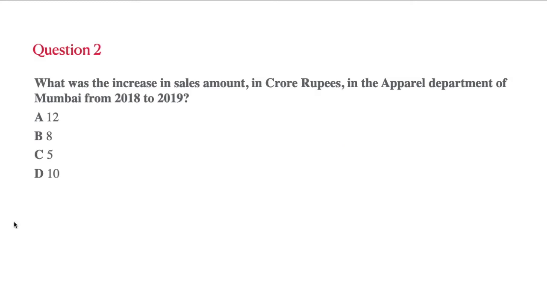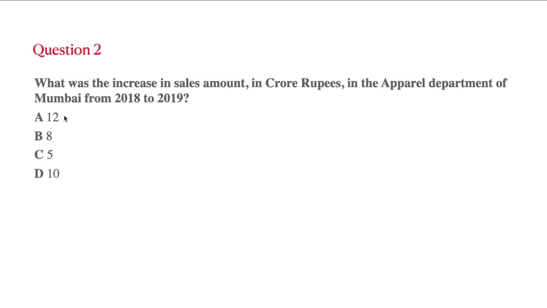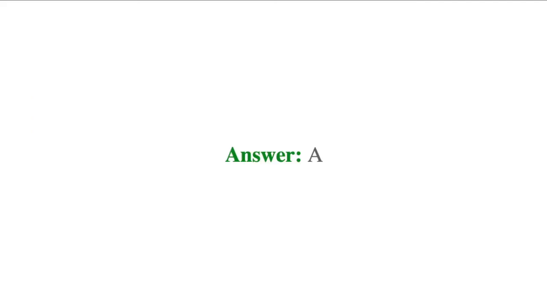Next question. What was the increase in sales amount in the apparel department of Mumbai from 2018 to 2019? For Mumbai in apparel, in 2019 it's 62 minus 50, which is 12. Yes, we have 12 in the options. It is option A. Yes, the answer is A.